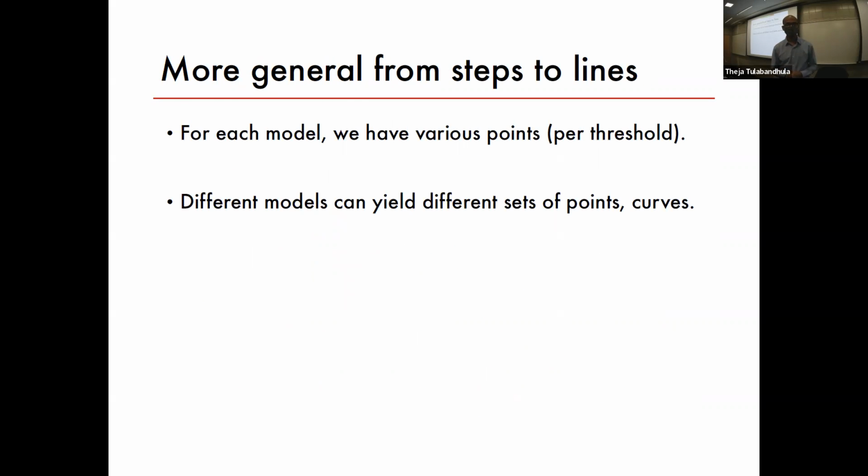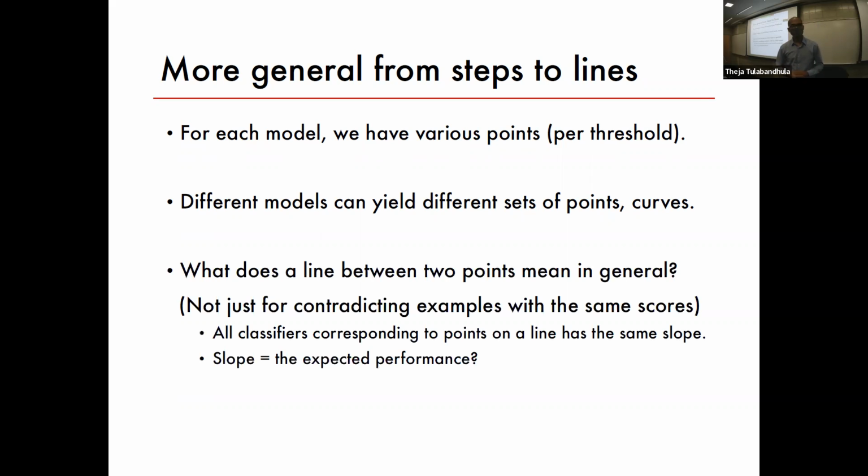Okay. So a few more points about this ROC curve. We just agreed that for each model, we have multiple hypotheses, because once you define the threshold, you actually get the final classifier, and so you have multiple points in the ROC curve. Different models can yield different sets of these points or curves, and the question is, what does a line between 2 points mean in general?